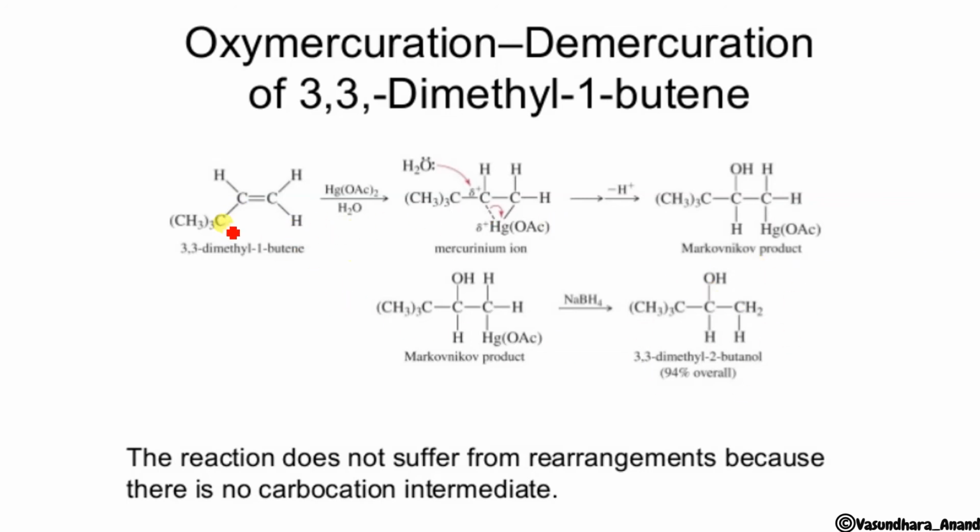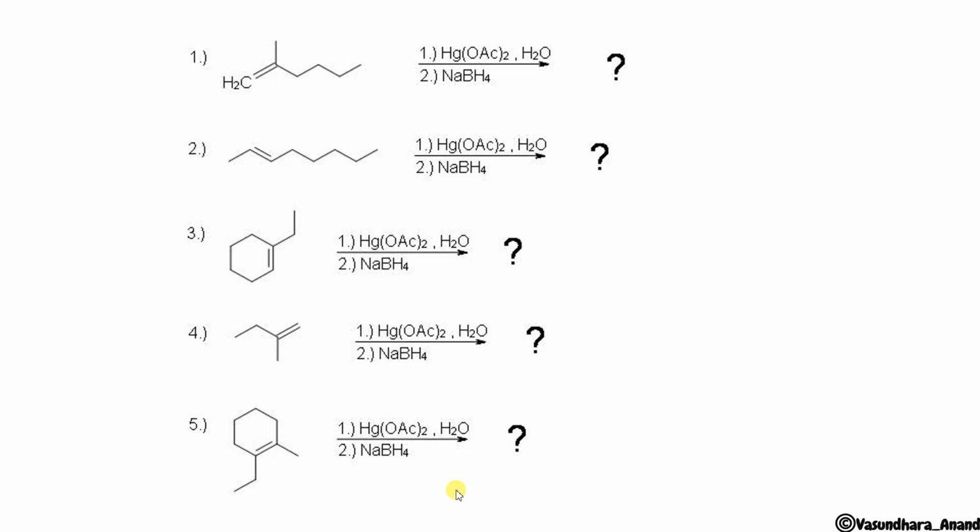In the same way as we have done before, the mechanism will be followed, and it will lead to formation of this compound. The reaction does not suffer from any rearrangement because there is no carbocation intermediate. I am marking it again and again. It is a very important point that there will be no rearrangement, no ring expansion, no contraction to make this stable. Whatever it forms, it will be stable because carbocation is not going to form as an intermediate over here.